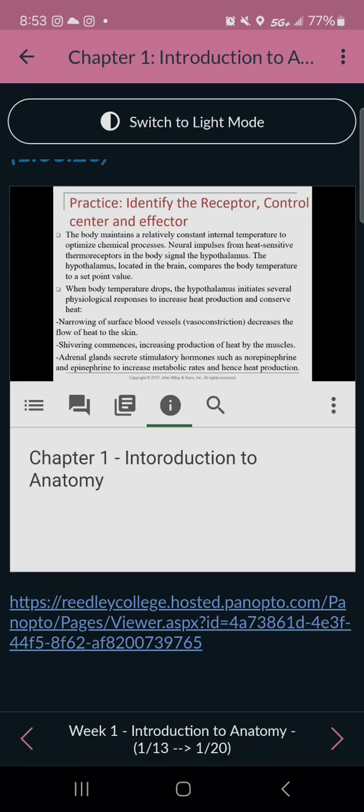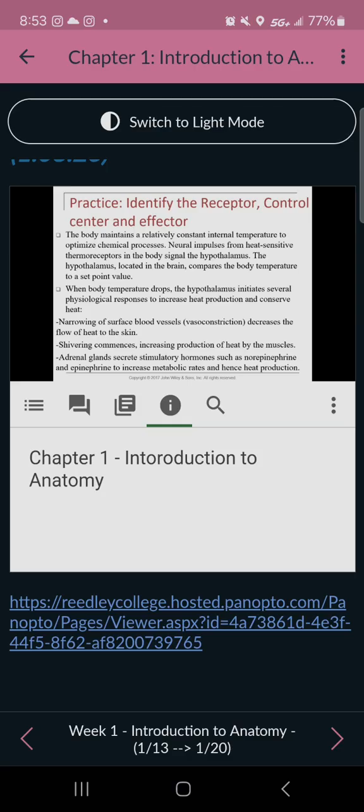The receptor is going to be the thermoreceptors, which send the input in the form of neural impulses to the control center. In this scenario, the control center is the hypothalamus, which is going to initiate the physiological response, which is the output to the effector. And in this case, the effector is going to be the blood vessels.